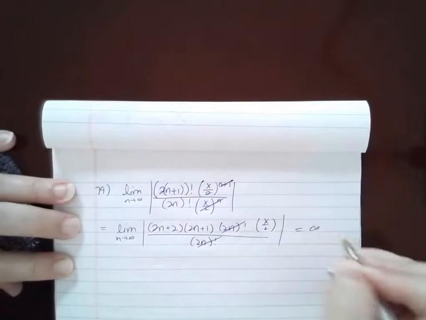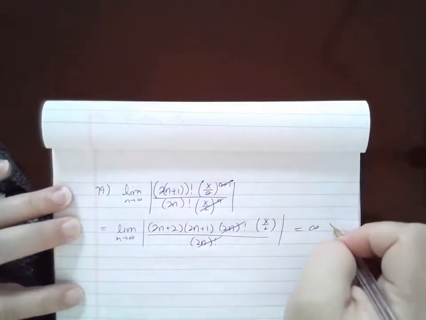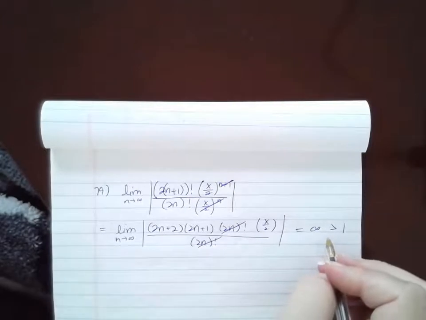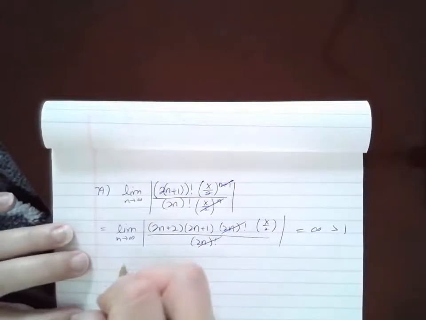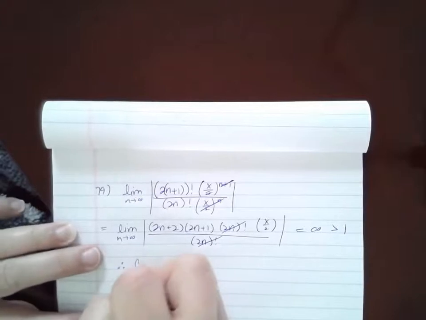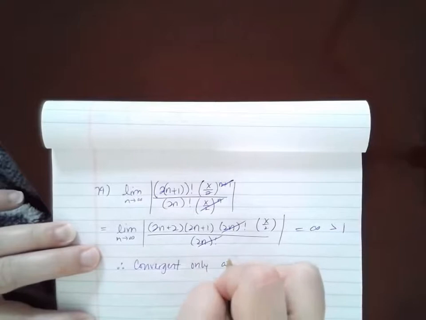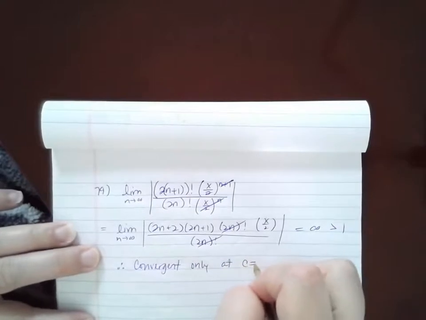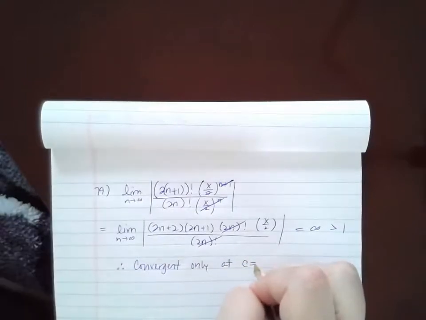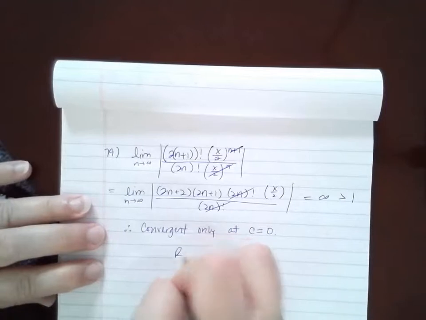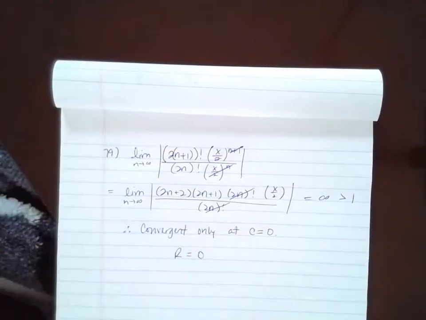This is infinity. Infinity is much greater than 1. Therefore, this would normally be divergent, but it's not absolutely divergent. It is convergent somewhere. So we would say that this is convergent only at c equals, well, where is this centered? There's nothing being subtracted from the x, so it's centered at 0. And we can also say that that means that our radius of convergence is 0. We're going nowhere in our convergence.